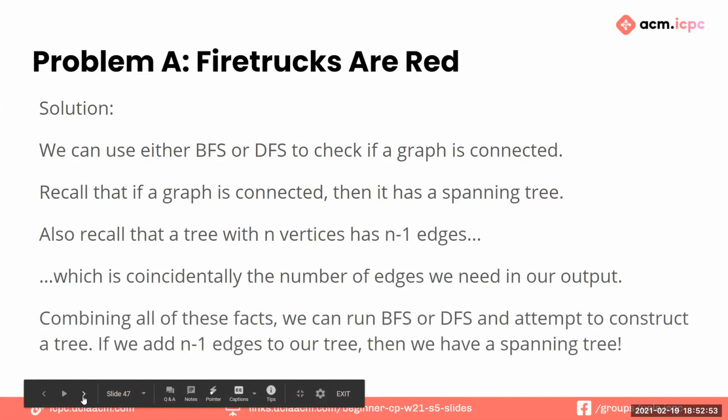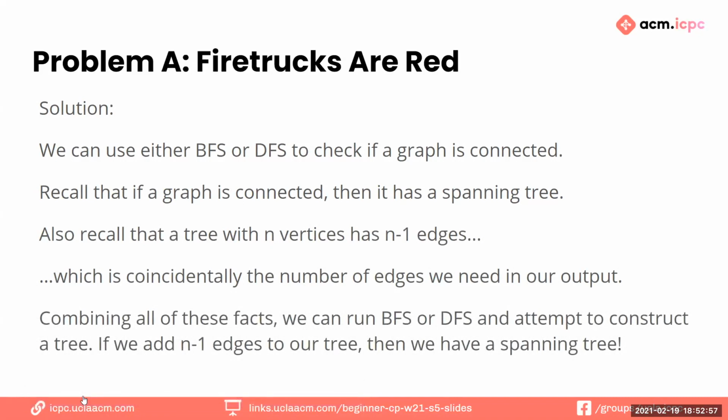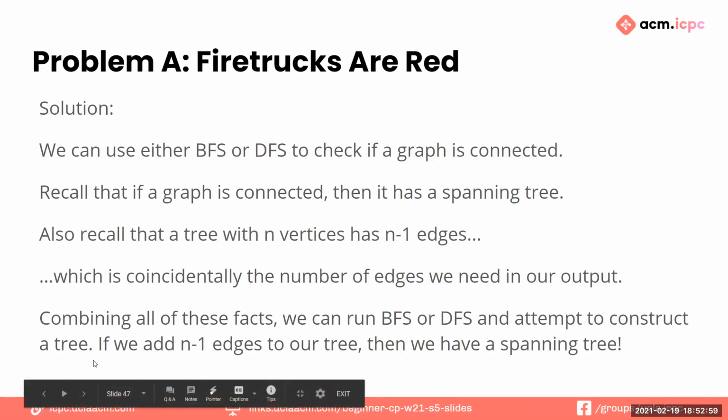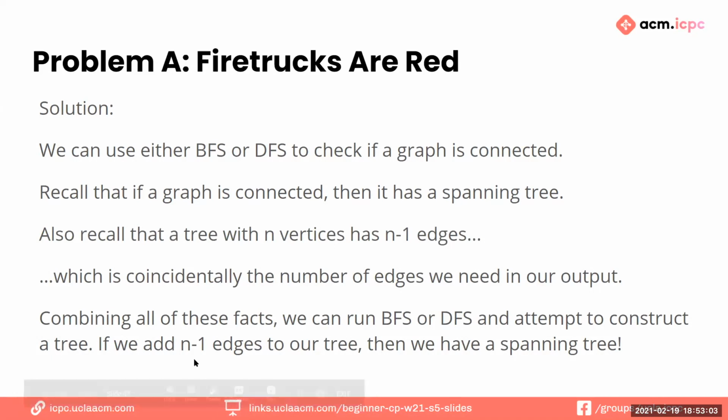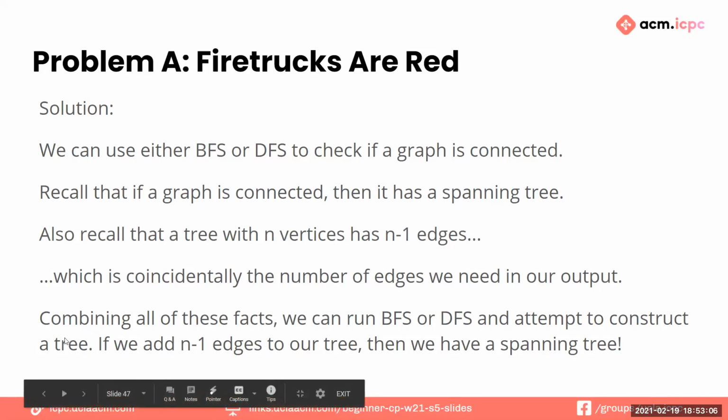So combining all of these facts, we can run BFS or DFS and attempt to construct a tree. And if we add n-1 edges to a tree, then we have a spanning tree, and that's essentially what we want to output. This is what the problem boils down to: trying to find a spanning tree inside of essentially a graph that they give you.